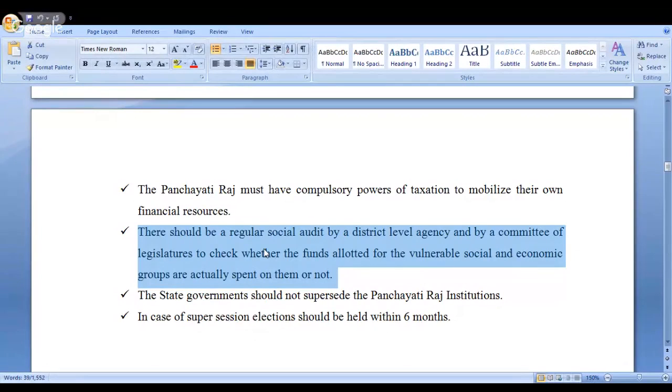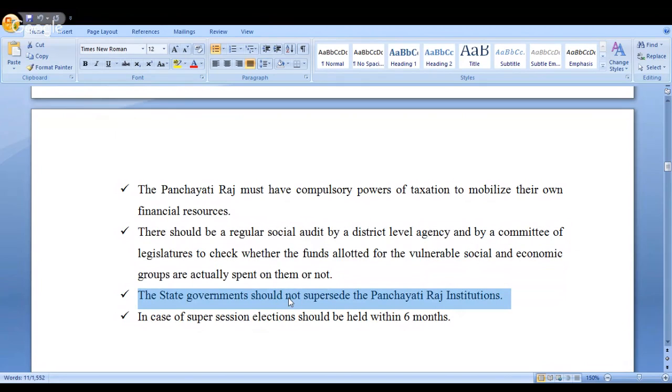Look at this. It also recommended that there should be a regular social audit by a district level agency and by a committee of legislatures to check whether the funds allotted for the vulnerable social and economic groups are actually spent on them or not. So this is the problem in India since beginning. Every time there is a problem, you are allocating the funds, but whether the funds are being spent for the same purpose or not, that is the biggest puzzle. And so many times the complaint is that the money is not being spent for their benefits. Money is either getting diverted or the money is not being spent. If the money is not spent, what will happen? That money cannot be spent during the next year because of the concept of rule of lapse. Right. Next, the state governments should not supersede the Panchayat Raj institutions.